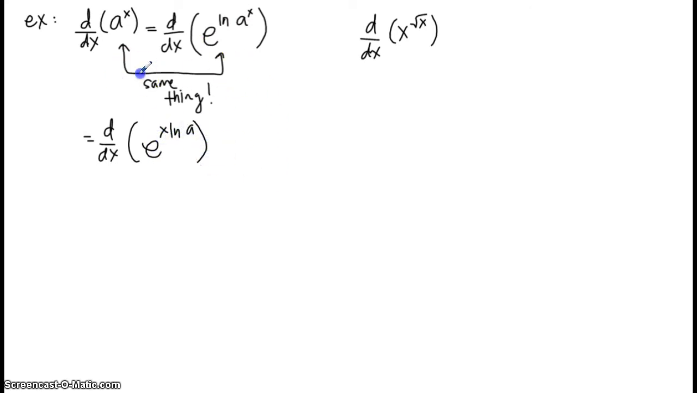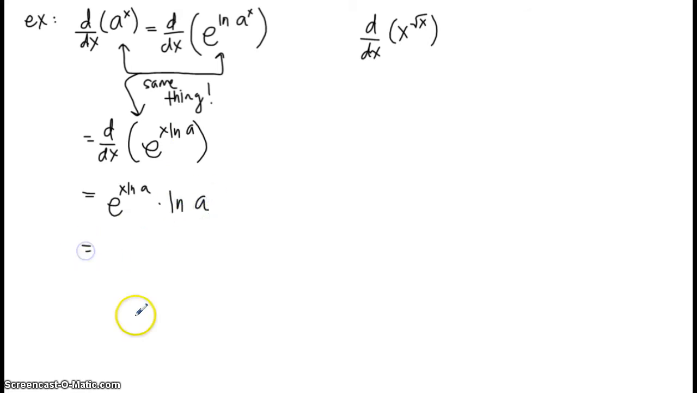Now again, these are the same thing. All three of those are the same thing. And then we're going to find the derivative. Well, the derivative of any e function is the same function, right? Copy, paste, times the derivative of the inside. So the derivative of the inside, natural log of a, is just a constant, so it's natural log of a.